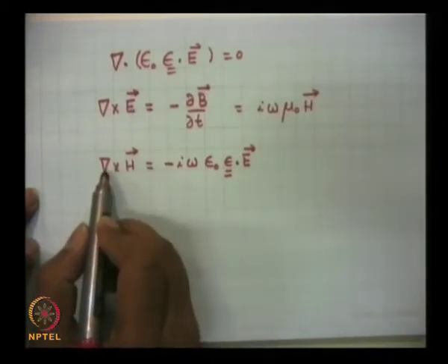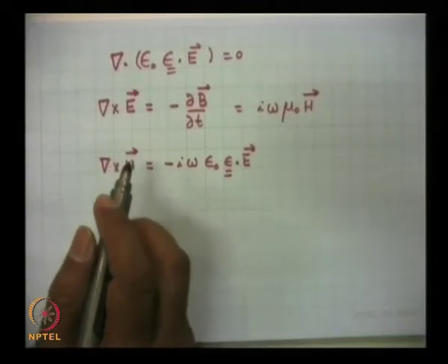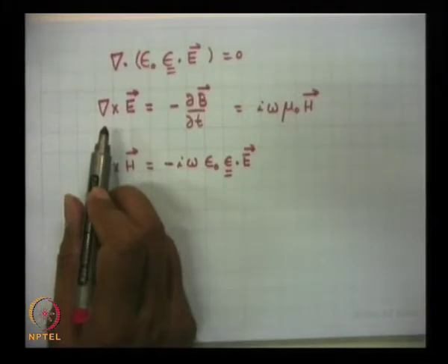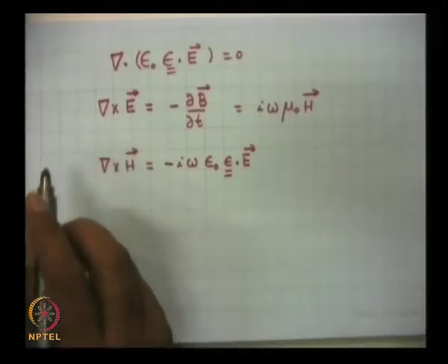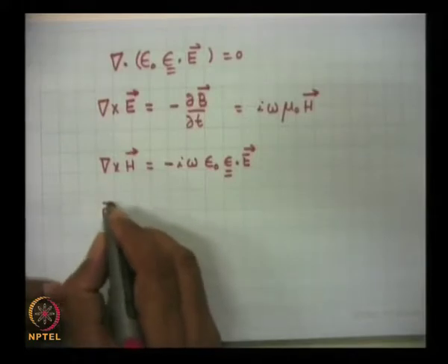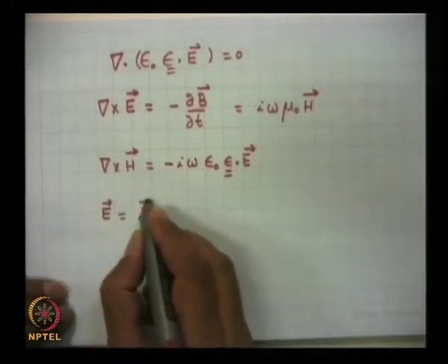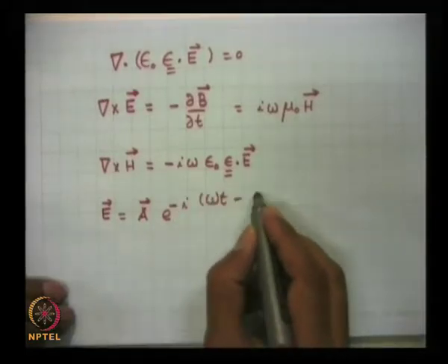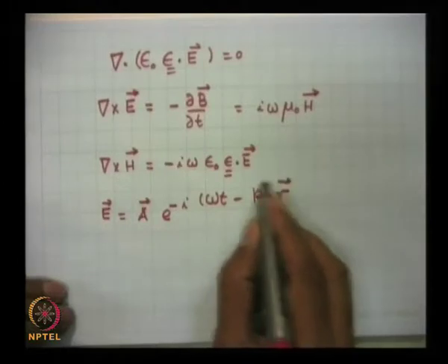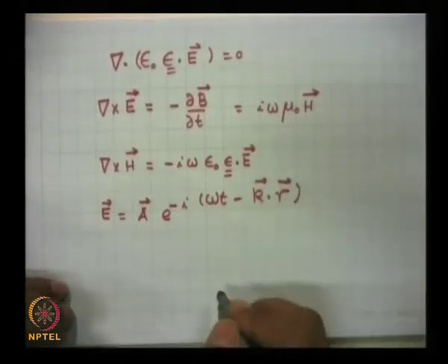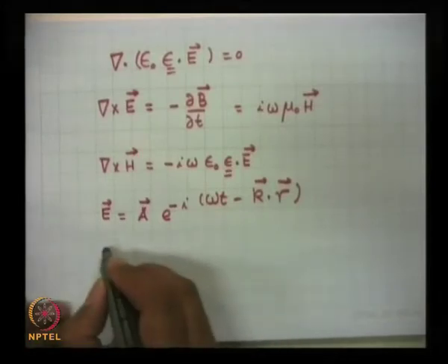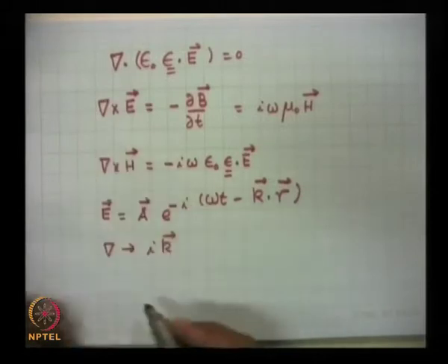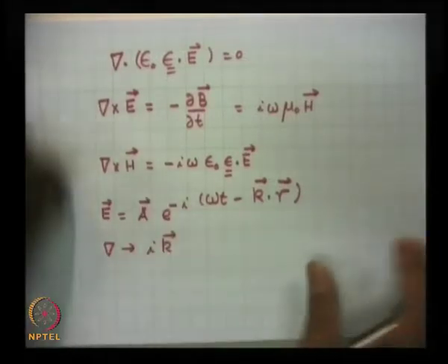Well, to obtain a dispersion relation or understand the propagation of waves, I must replace the del operator by i k, because I have already presumed for a plane wave solution that my E goes as A, some amplitude vector, exponential minus i omega t minus k dot r in general, if my wave is going in any general direction k. So, just replace the del operator by i k vector. You get these equations as follows.